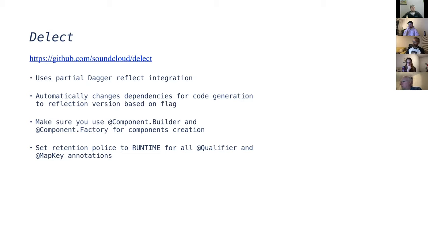So you need to make sure that you use a component builder or component factory for components, because, for example, the build method will not be generated for your component, so it should be done through the builder. Then the small part of Dagger Reflect code generation will actually use it. And then you have to set runtime retention policy for your custom annotations, for qualifiers and map keys. And you will see this in a demo, just straightforward.